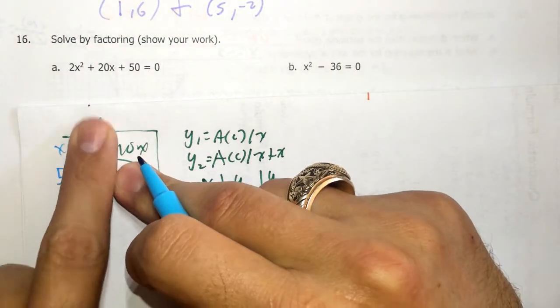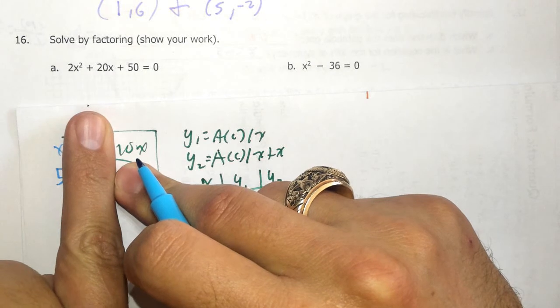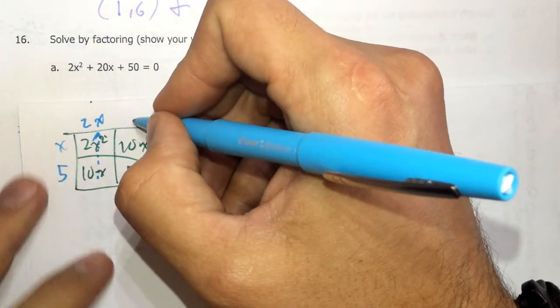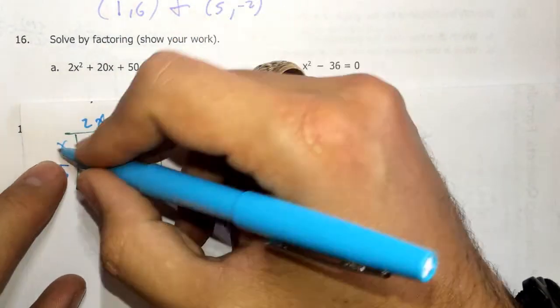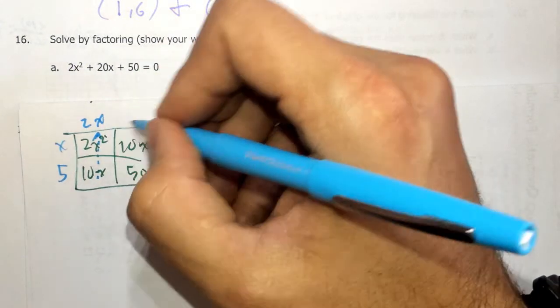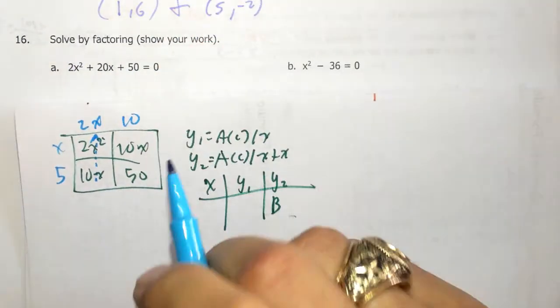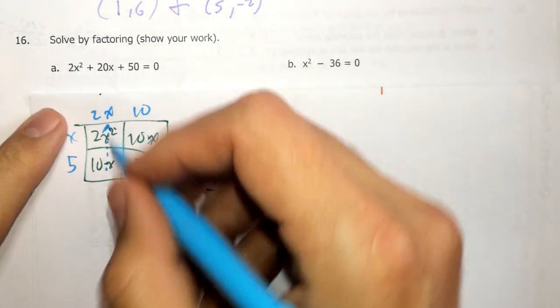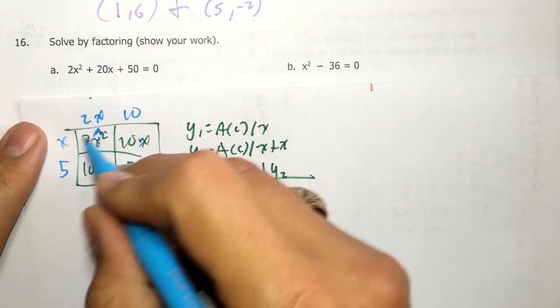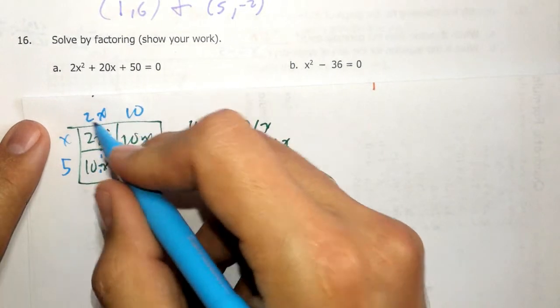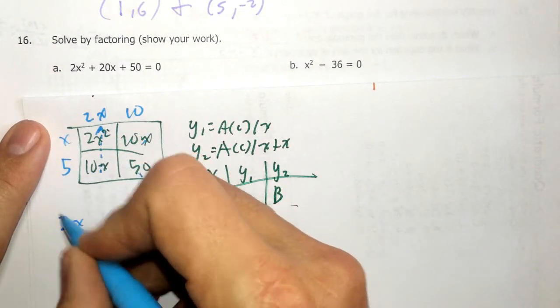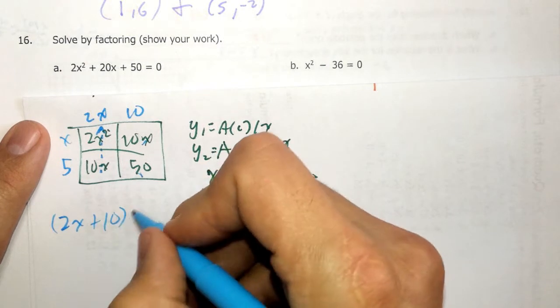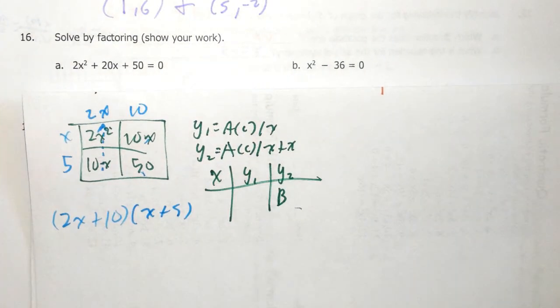Now, what do I need to multiply x by to get 10x? Well, that's going to be, sorry, not 5. This is going to be 10. And then I check to make sure I did it right. 10 times 5 is 50? Yes. There are my factors. Write the bigger one first, or the bigger initial leading coefficient value first. 2x plus 10, x plus 5.